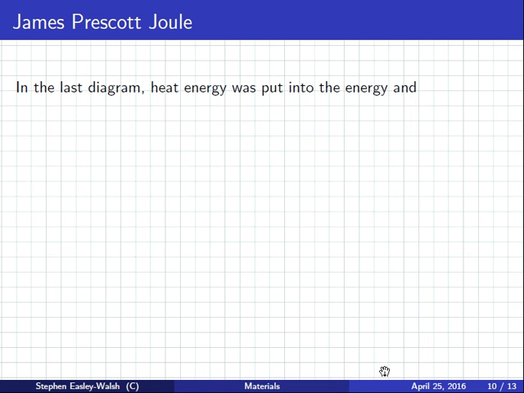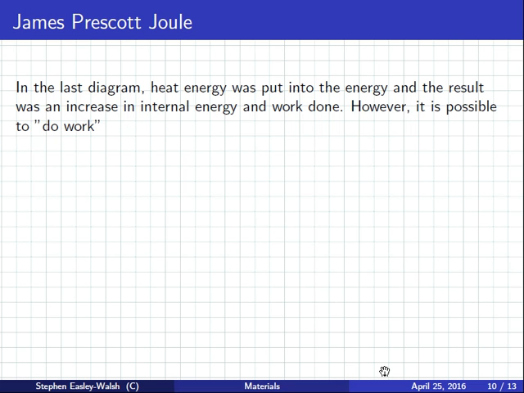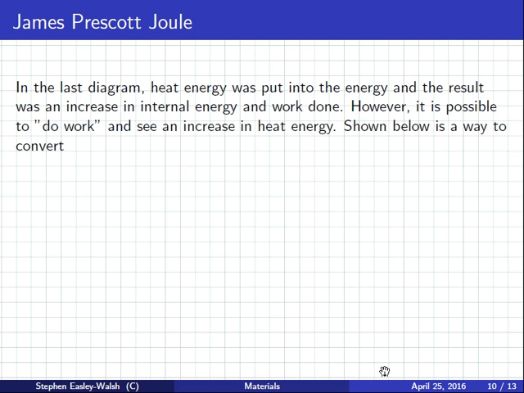In the last diagram, heat energy was put into the engine, and the result was an increase in internal energy and work done. So you burnt the coal to make Q, and this Q became a delta U and a W. However, it is possible to do work and see an increase in heat energy. Shown below is a way to do this conversion of work into heat.